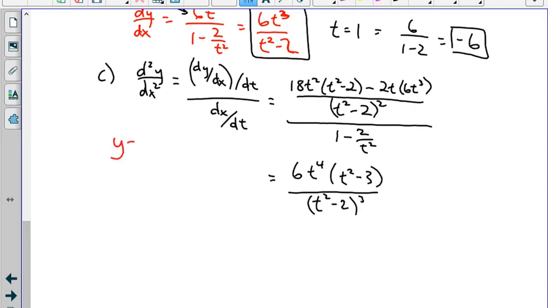The problem said we need y equals 12. Now when y equals 12, that means 3t squared equals 12. So t squared equals 4, which means t equals plus or minus 2. But once again, we don't need the plus or minus because t has to be greater than or equal to 0. So that means t equals 2. So if I substitute t equals 2 in here, I end up getting 12.